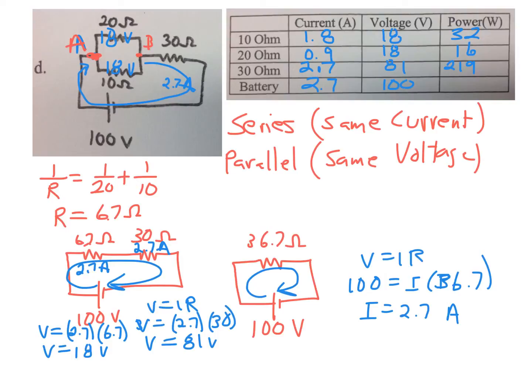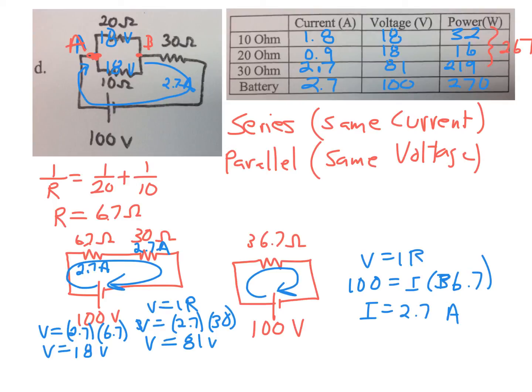Independently calculating the power of the battery, P equals VI, 100 times 2.7 is 270 to 2 sig figs. If you add these three numbers, the 32, the 16, and 219, I should get 270. You get 267, but if you round off to 2 sig figs, it is 270 watts. So the power supplied by the battery is equal to the power used or given off, turned into heat or light, by the resistors.